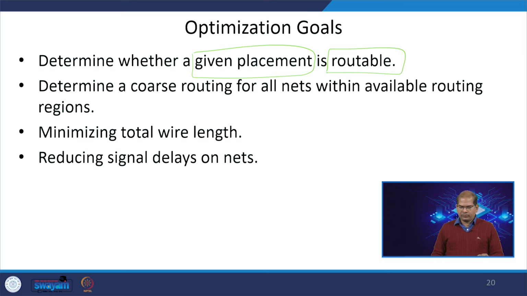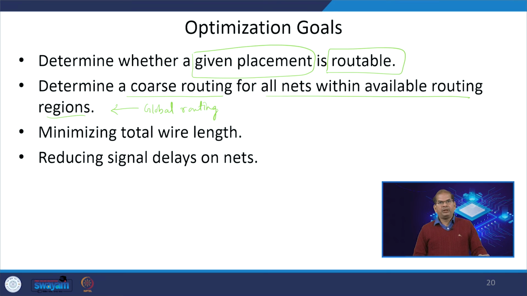Then, determine a coarse routing. It will first do a coarse routing of all nets within the available routing regions. The coarse routing is related to your global routing. So, this is basically global routing. We are discussing global routing. Whenever we are doing coarse routing of all the nets in the available routing regions, our main goal is to minimize the total wire length. The first goal is to minimize the wire length.